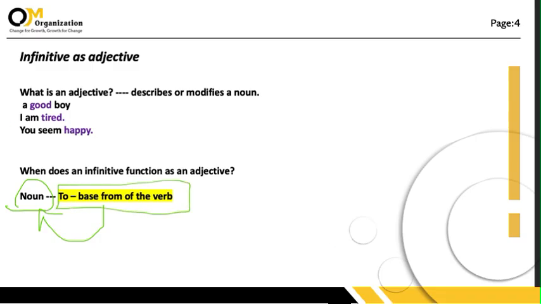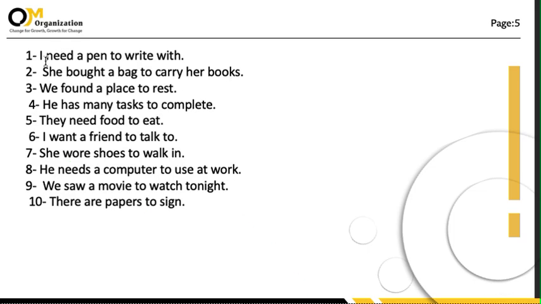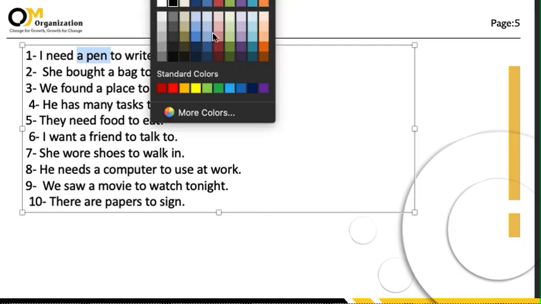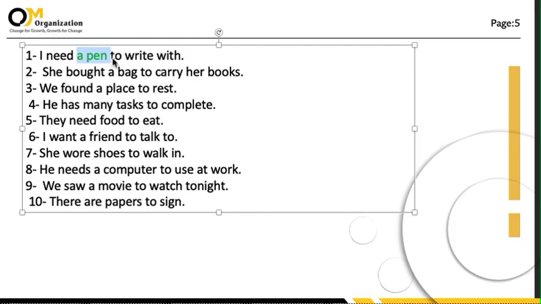So let me give more examples here. I need a pen to write. So I need a pen. Here a pen is our noun, right? Clearly it's our noun here. So to write, with, or to write itself, it's what? It's our infinitive. This infinitive talks more about, or modifies, a pen, okay?